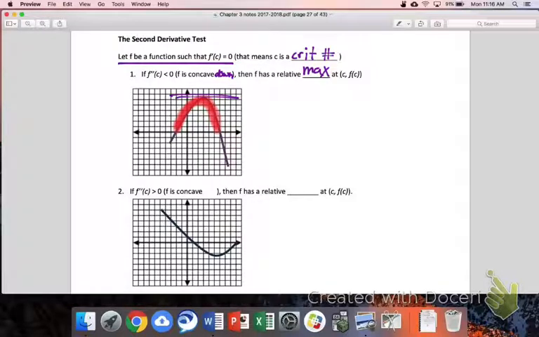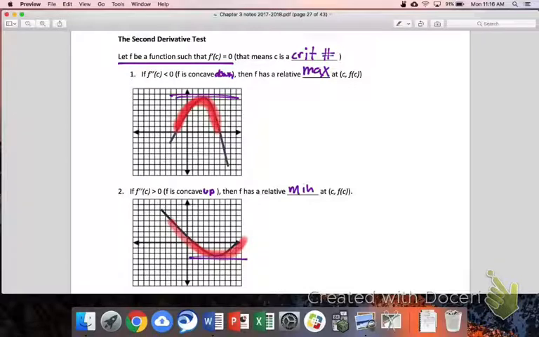The other way has to be true as well. You still have a critical number at c, and if f double prime of c is positive, then f has to be concave up. And if you've got a critical number at a place where f is concave up, then we have to have a relative minimum. You can see that on the graph as well. Concave up, horizontal tangent line, it's got to happen at a relative min.